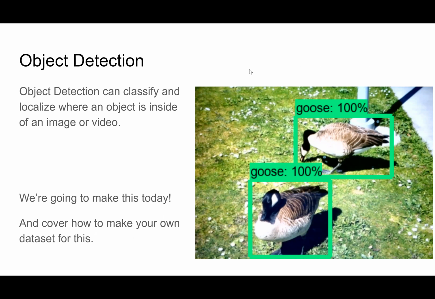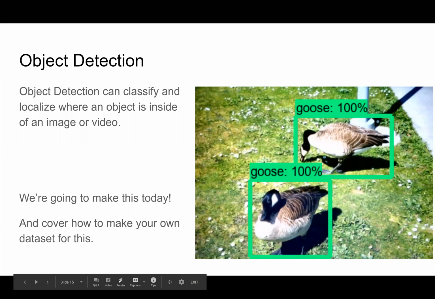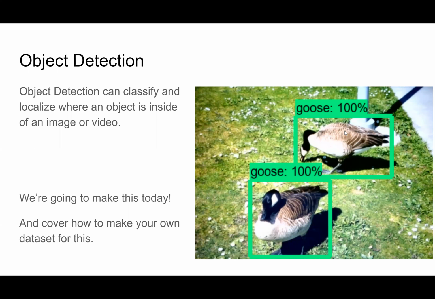So object detection can classify and localize where an object is inside the image or video. So instead of just classifying, saying, yes, there's a goose in here, we can actually say there's a goose, and we're pretty sure it's right here. And there's another goose, and we're pretty sure it's right here. So you can count how many things are in there. You can do tracking on those objects, whereas classification really just returns what it thinks is in the image.